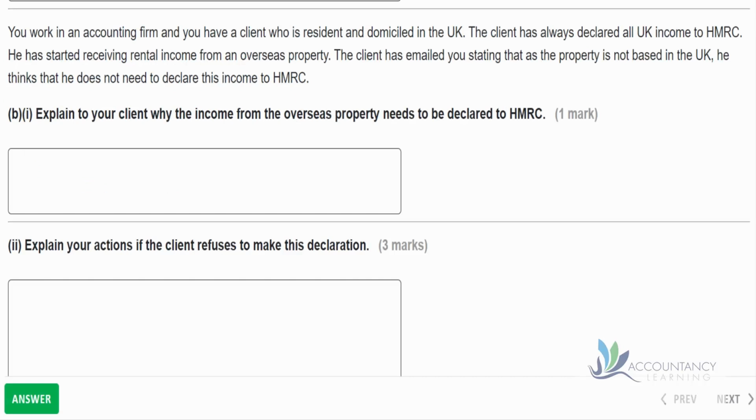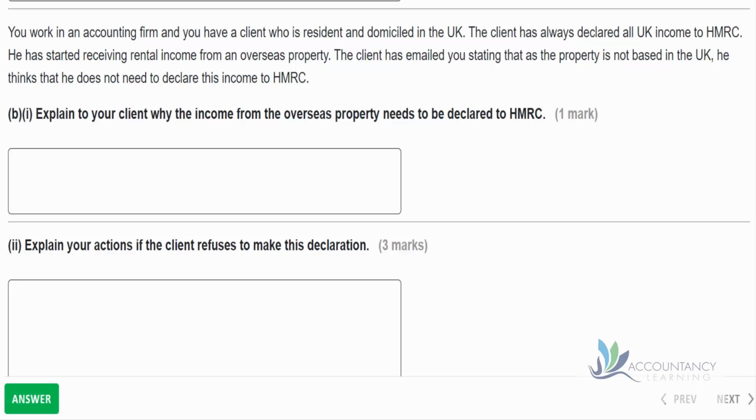Let's move on to part B now. You work in an accounting firm and you have a client who is resident and domiciled in the UK. A taxpayer's residence and domicile have important consequences on the treatment of their UK and overseas income. There is a statutory residence test which considers whether someone is automatically resident, and if they're not, whether they're automatically not resident. So you need to work out the residence based on those tests.